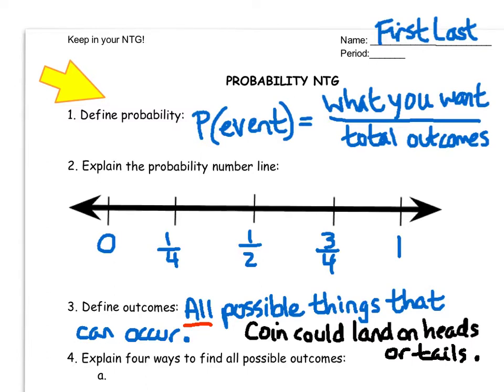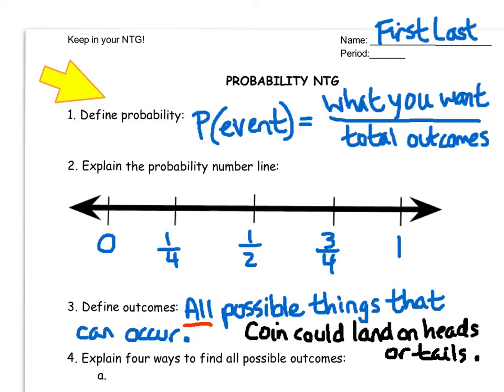For example, a coin can land on heads or tails. There are two different outcomes for that. So that would be an example of a 50%, equally likely to happen. Something over here at the 1/4 is unlikely, and something over here at 3/4 is likely to happen.